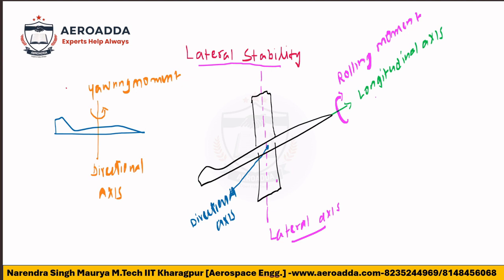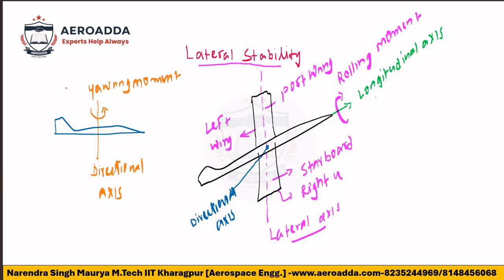In this situation, this right side wing is called starboard. What is it called? Starboard. And this side wing, the left side, is called the port wing. Left wing is called port wing. Right side wing is called starboard. Please remember this, it is very important. And the left side wing is called the port wing.